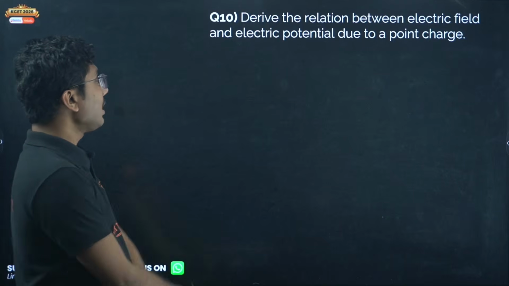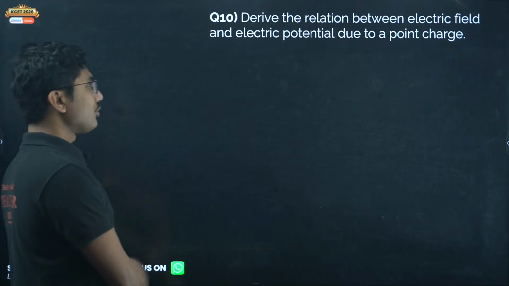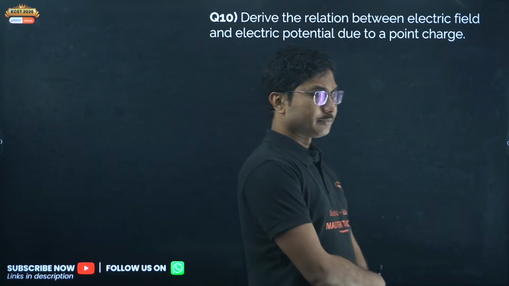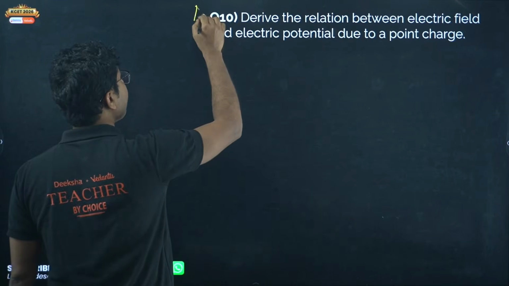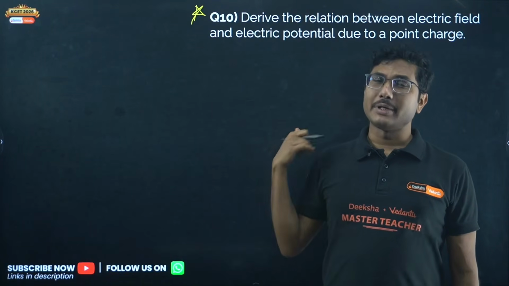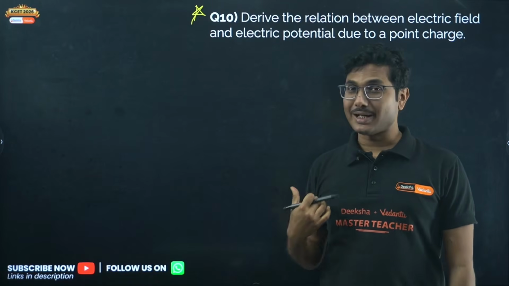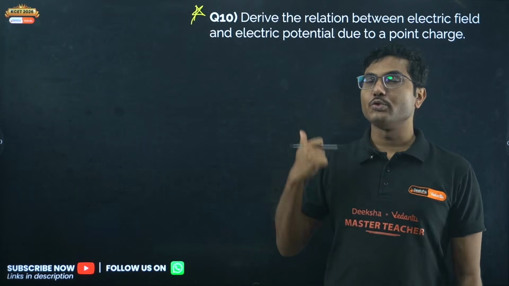Now let's move on. Derive the relation between electric field and electric potential due to a point charge. This is also a very important derivation, a 3-marker derivation from this chapter, and it might come in this year's paper. It did not come last year, so there is a high chance this question will come this year, so do practice it.